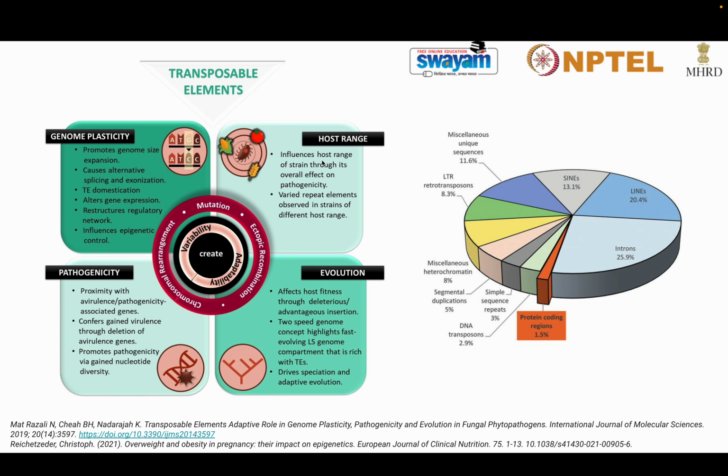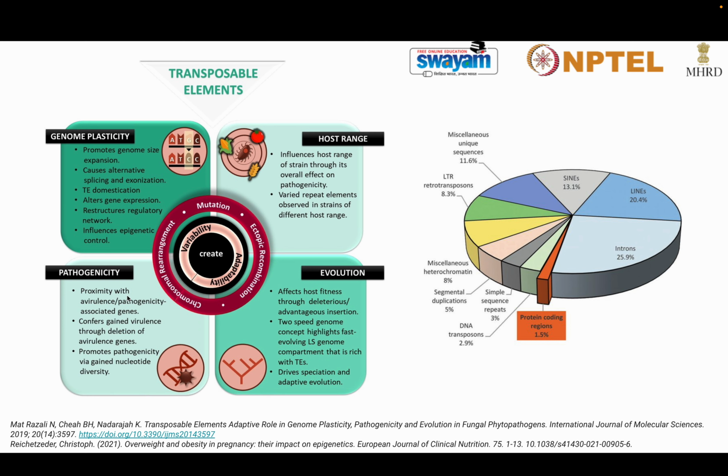Then host range. So it influences the host range of strains through its overall effect on pathogenicity. Varied repeat elements are observed in the strains of different host ranges. Then they are also important for evolution because they affect host fitness through deleterious or advantageous insertions. The two-speed genome concept highlights the fast-evolving LS genome compartment that is rich with transposable elements, and they drive speciation and adaptive evolution. So they are also responsible for evolution.